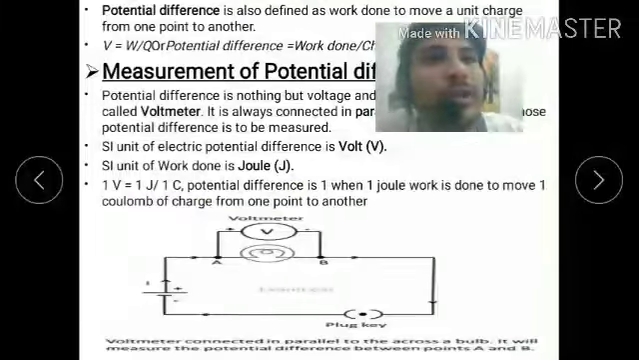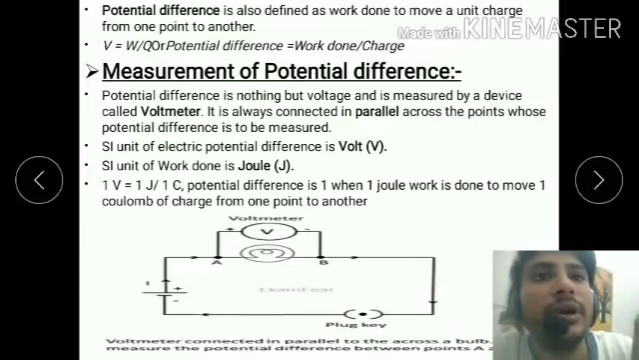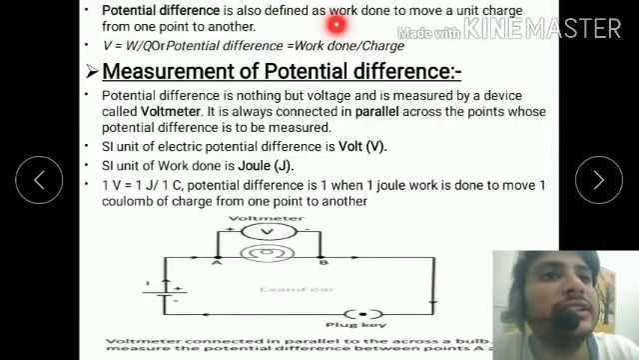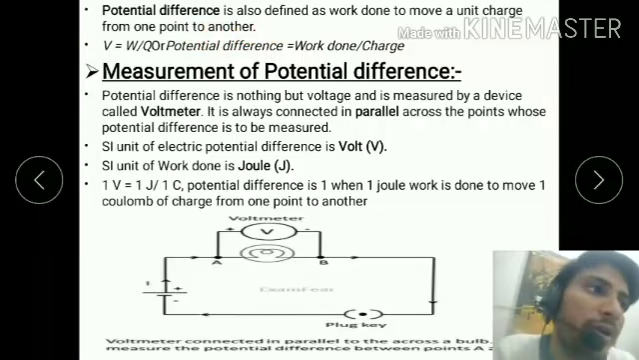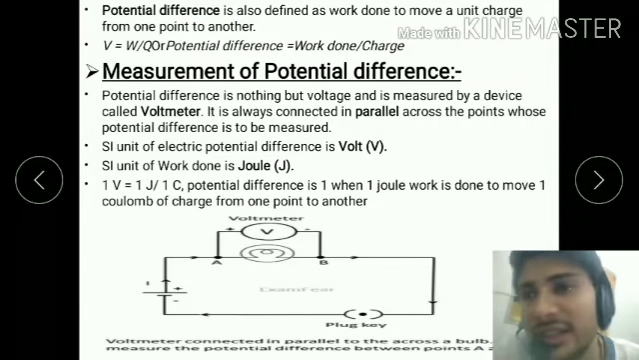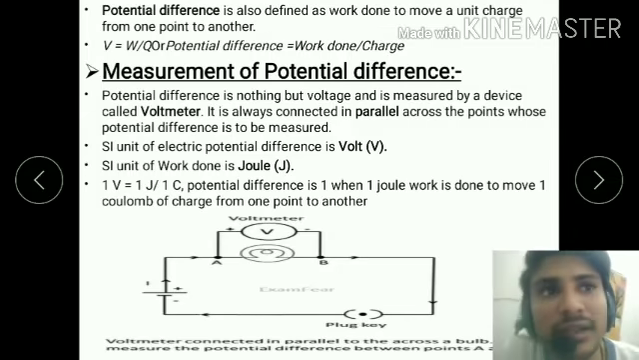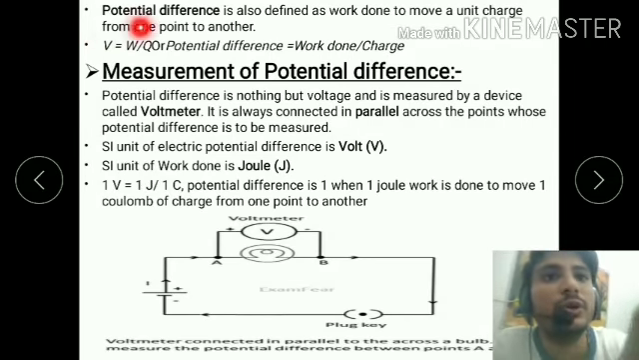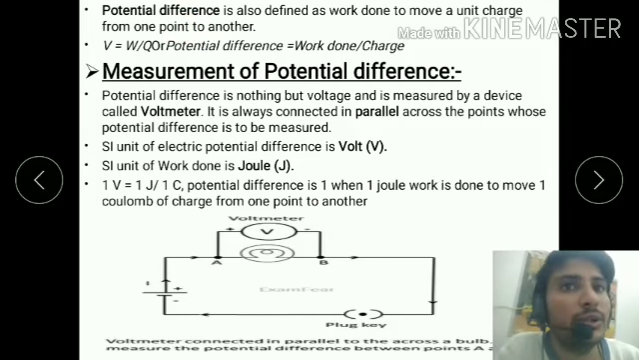Now, potential difference is also defined as the work done to move a unit charge from one point to another point. Work done, this is the main definition of potential difference. This is a very simple definition. Work done to move a unit charge from one point to another point is called potential difference.